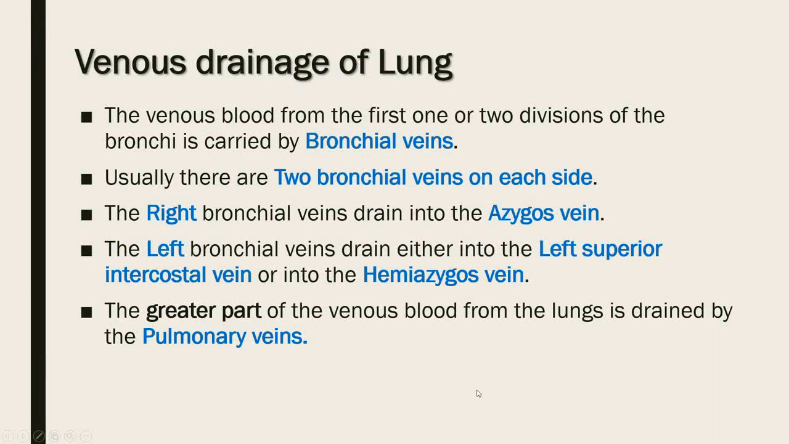So what about the venous drainage of the lung? The venous blood from the first one or two divisions of the bronchi is carried by the bronchial veins. Usually there are two bronchial veins on each side. The right bronchial vein will drain into the azygos vein. The left bronchial vein drains into either the left superior intercostal vein or the hemiazygos vein. The greater part of the venous blood from the lungs is drained by the pulmonary veins.